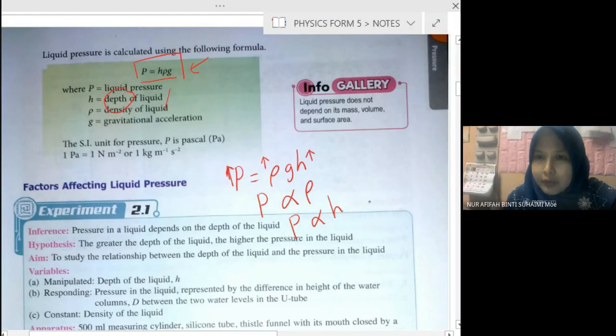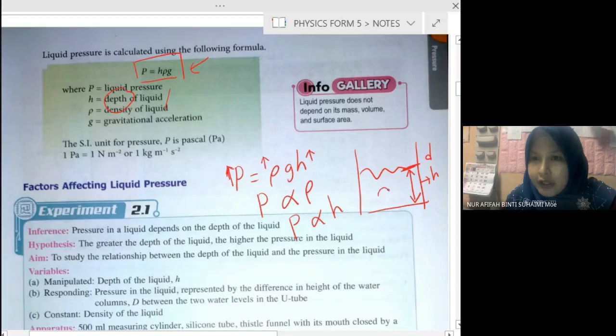Okay, that must be from the surface of the liquid. Remember, from the surface of the liquid. So that one is considered as depth, or you can use symbol D. Depth. Mesti dari permukaan air ke bawah. Kalau ada ikan dekat sini, so from the surface of water to the fish, that is height or depth.